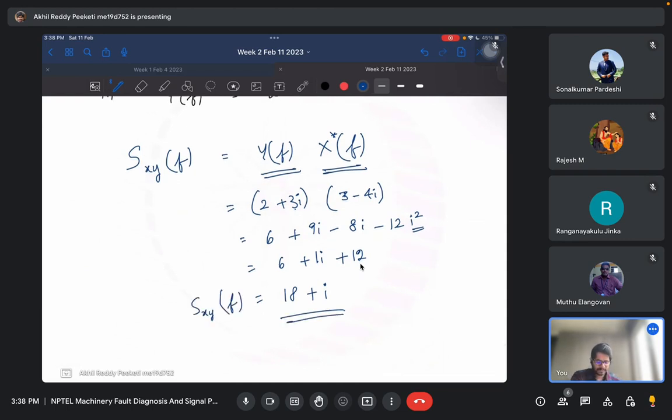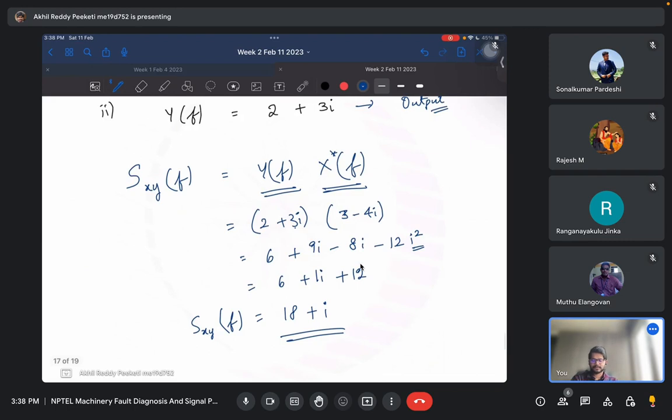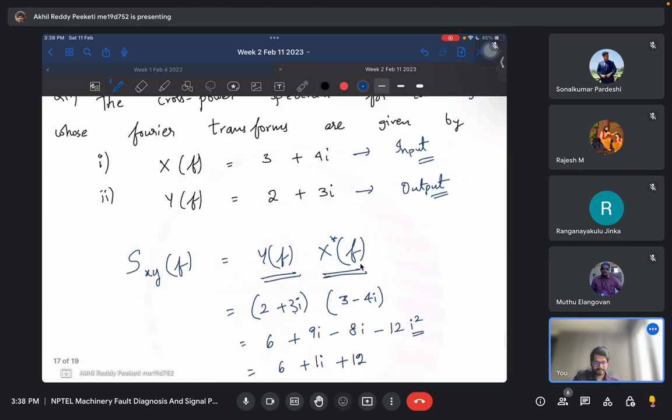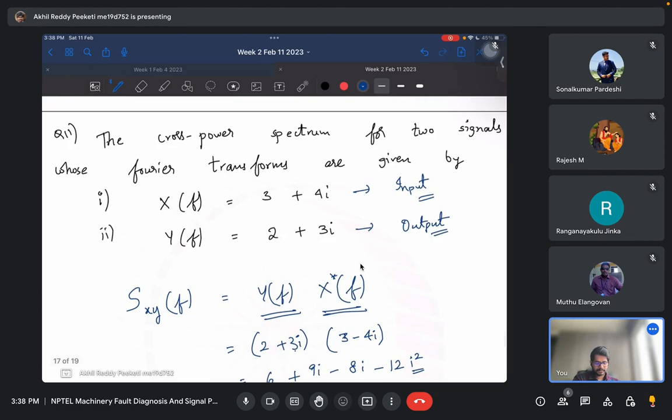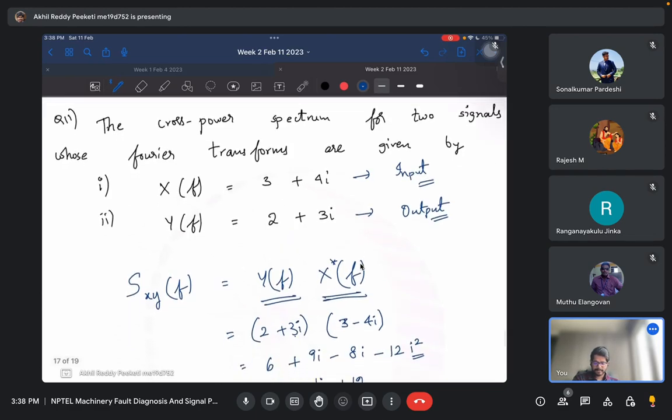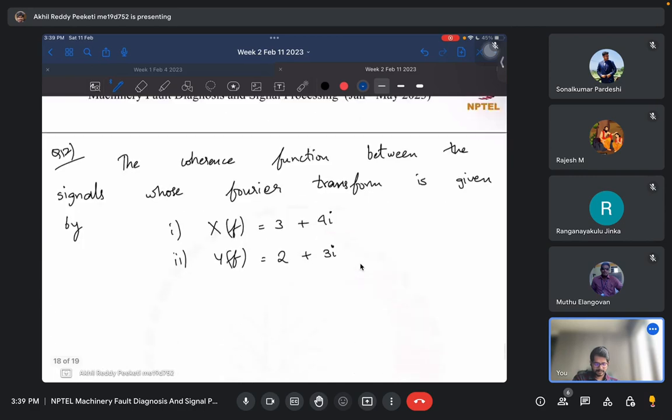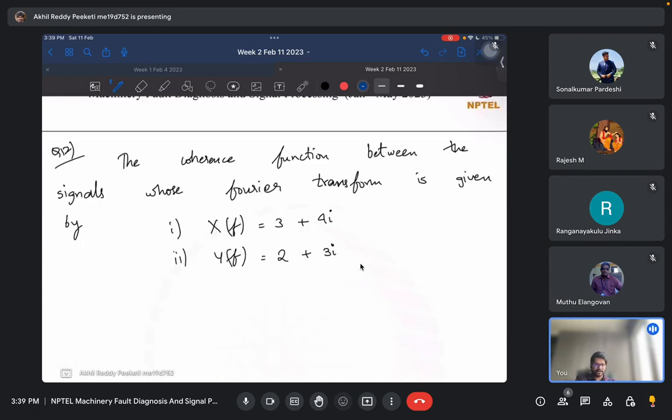So the cross power spectrum is this. Okay. So you notice that cross power spectrum has still some imaginary components. So this is the cross power spectrum. And next, there is something called the coherence function.